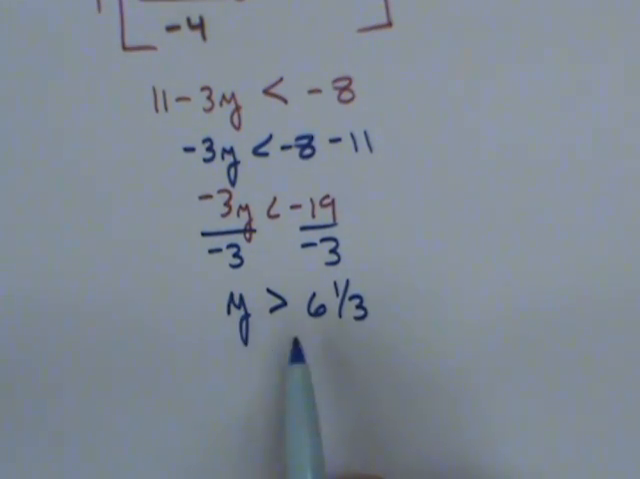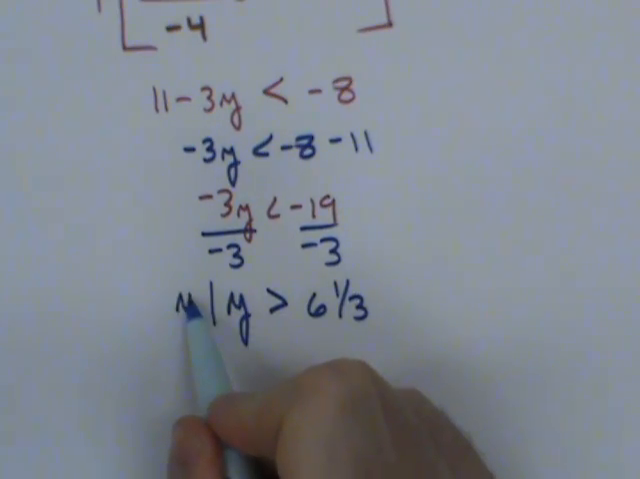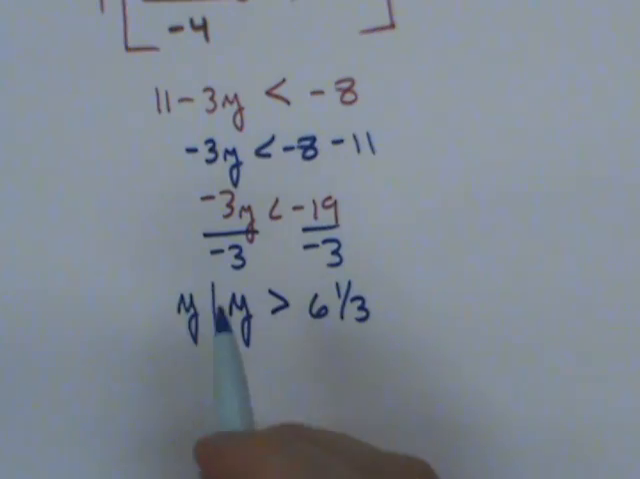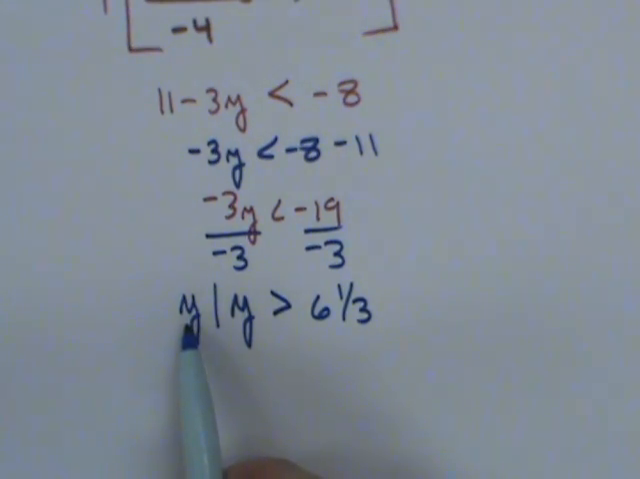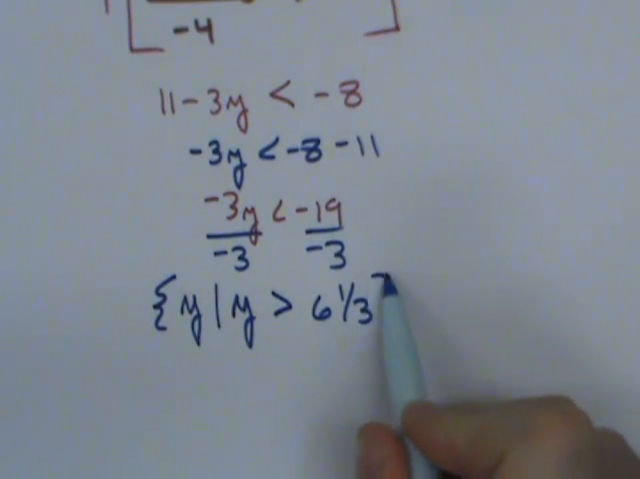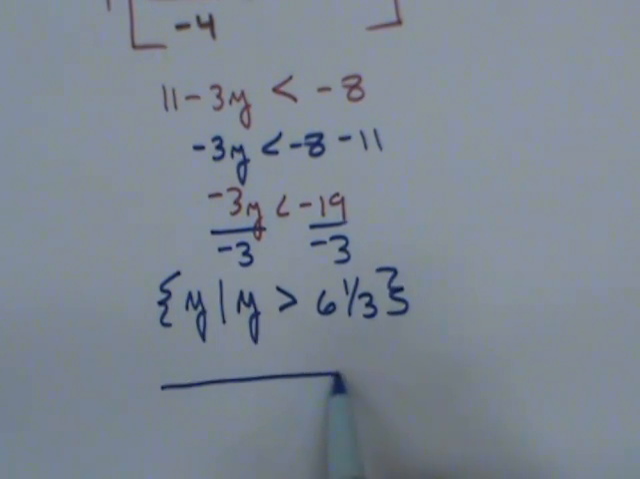And so then we want to turn this into set builder notation. Again, I like to cheat. I'm lazy. Since the y is already there, I just add the line there and this y. It again is read as the set of y, such that all y values are greater than 6 1/3. Put the brackets around. The brackets represent that there's an infinite number of solutions.